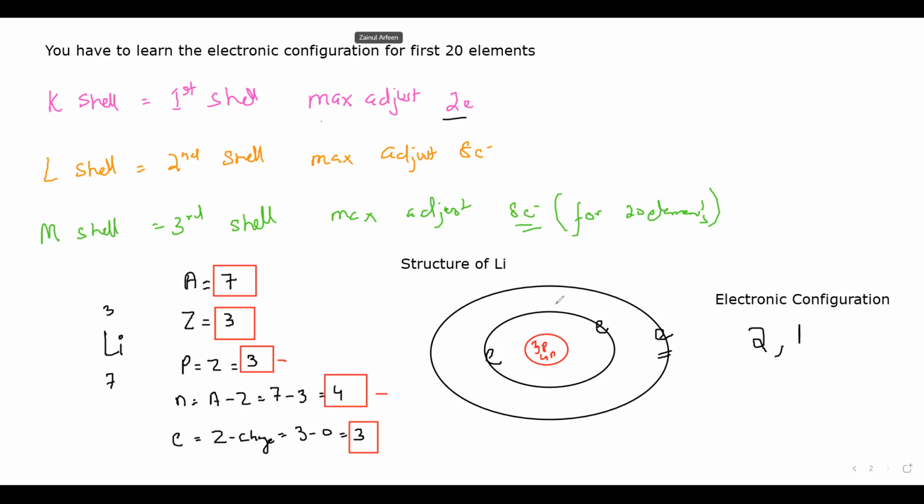So an atom consists of neutron, proton and electron. Neutron and proton inside the nucleus. Electrons are revolving around the nucleus in a region which we call shell. So there are 7 shells, but you don't have to learn the maximum number in each shell. You just have to learn for first 20 elements.